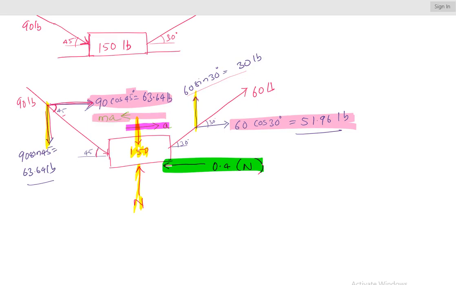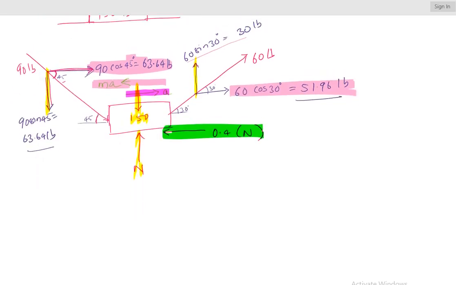All the horizontal forces I have highlighted in this light pink, and all the vertical forces are highlighted in yellow. So let's just go ahead and sum them up and see what we get.